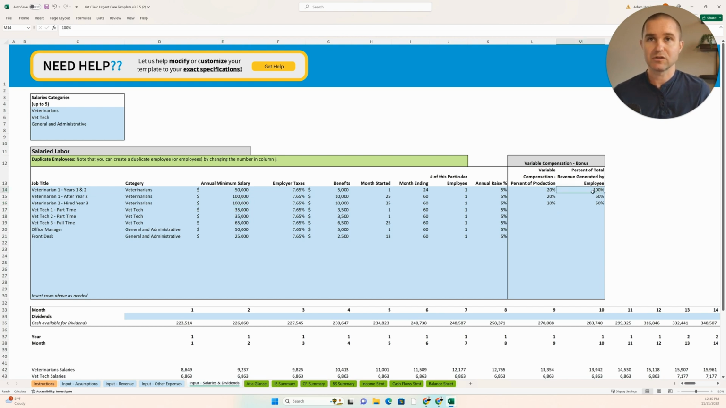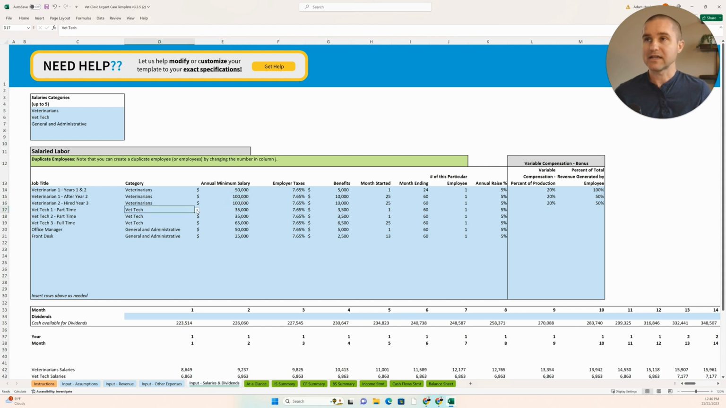During the first 2 years, there's only one veterinarian, and so they're responsible here for 100% of the revenue generated, or the production of the clinic. What this is saying is that after they have generated enough sales to cover their minimum salary, then on any sales above and beyond that, they're going to get a 20% commission or variable compensation or bonus. Now, once you have 2 veterinarians on staff, you need to split that production between the 2 of them. And again, once they meet their annual minimum salary of $100,000, they're going to get those bonuses on top of that.